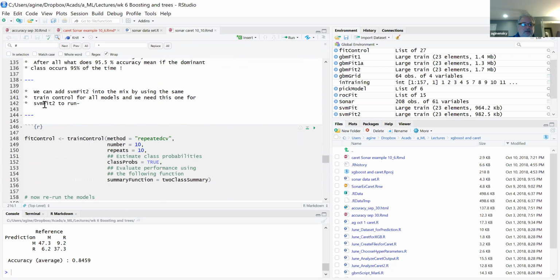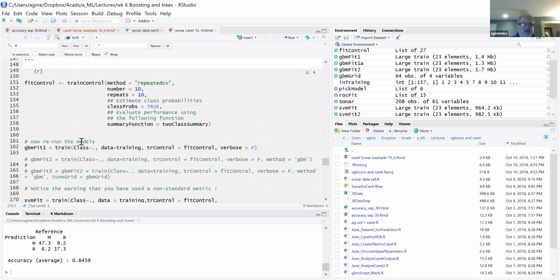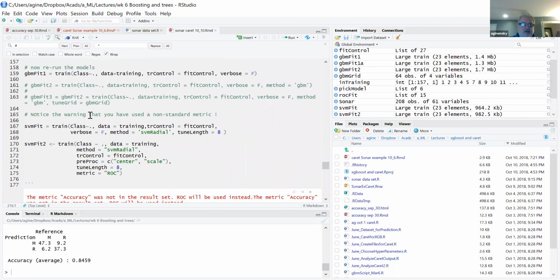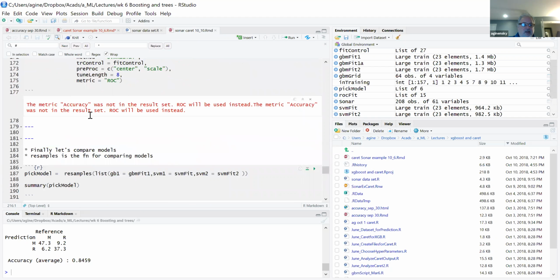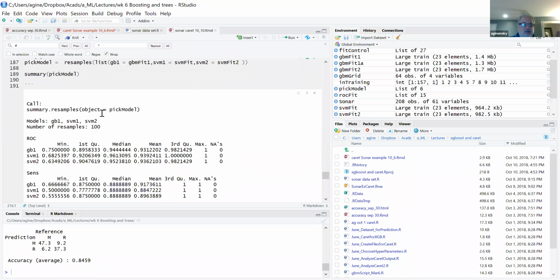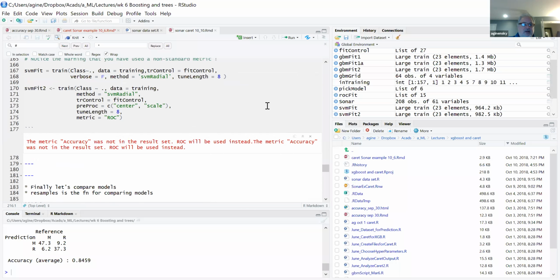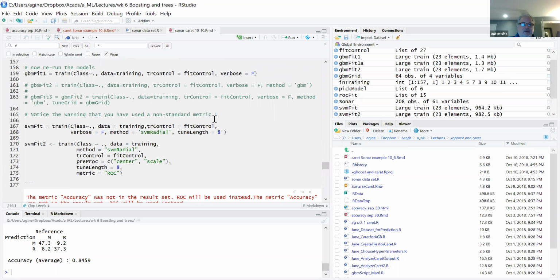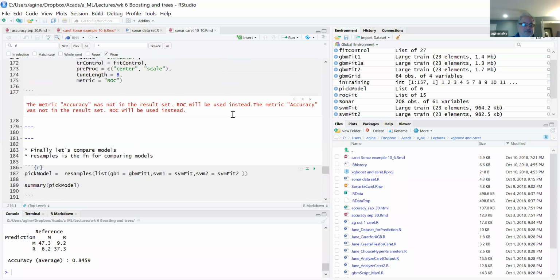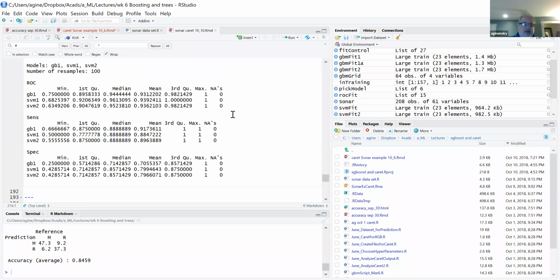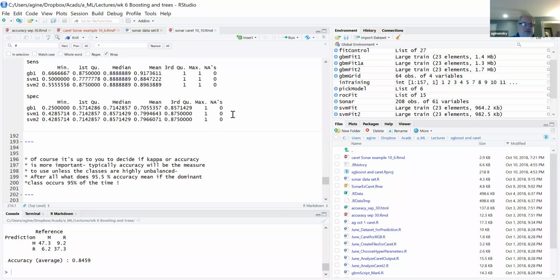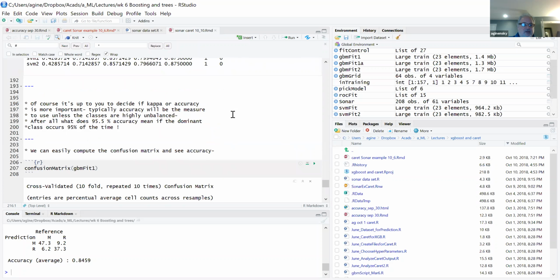The SVM fit had a different summary function, so we have to add that in if we want. We have to change the train control for SVM 2 to do it, and then I just reran it. Basically, the only way I can compare things is if they have the same train control. It doesn't know how to compare things if you use different methods.